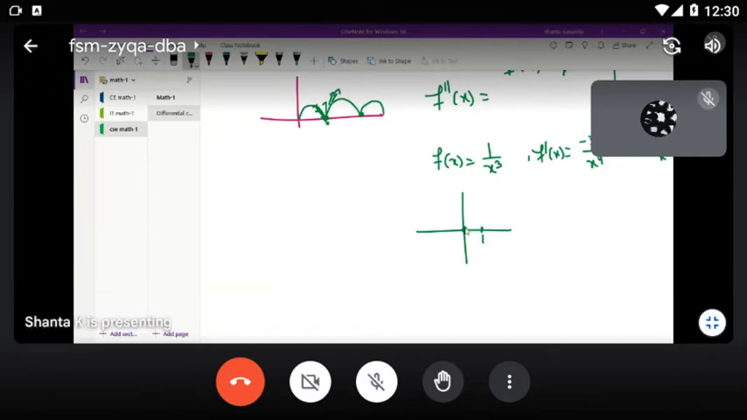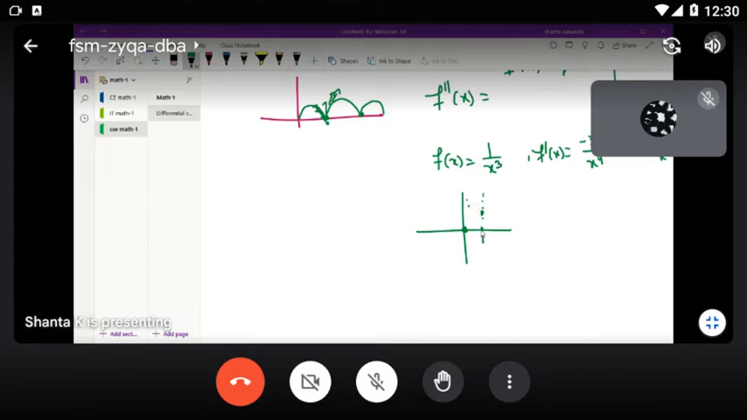This is 1. So within 1, it will increase. Now it will decrease, ma'am. From top to bottom, it will decrease. Yes, ma'am, like that. Yes, we can take mod ln x.